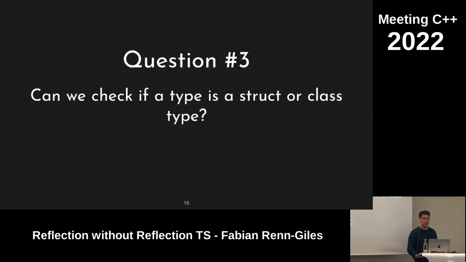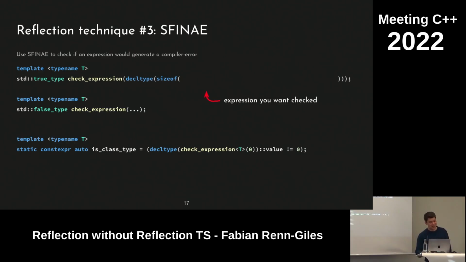So next question: who thinks after seeing this that we can check if a type is a struct or a class type with reflection at compile time? Nobody else? Just one person? Two? Okay. So we're going to use the same technique. We're going to use SFINAE again.